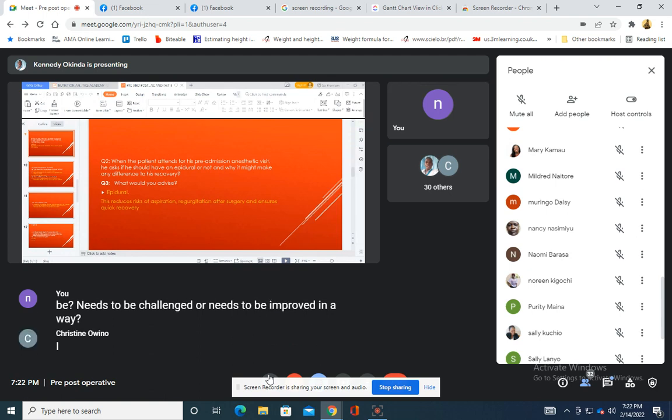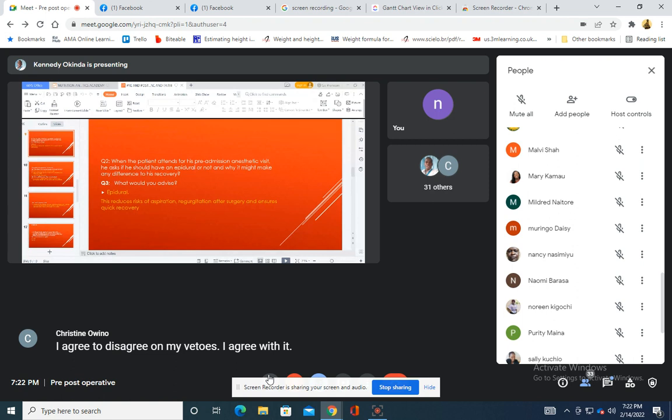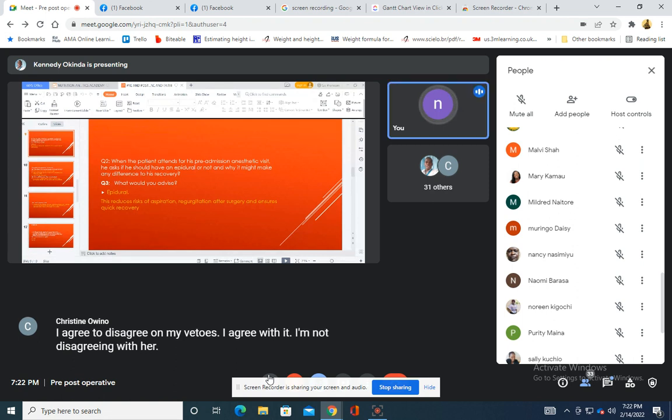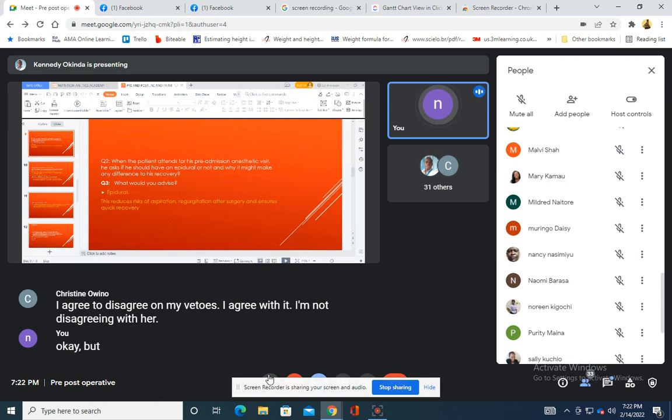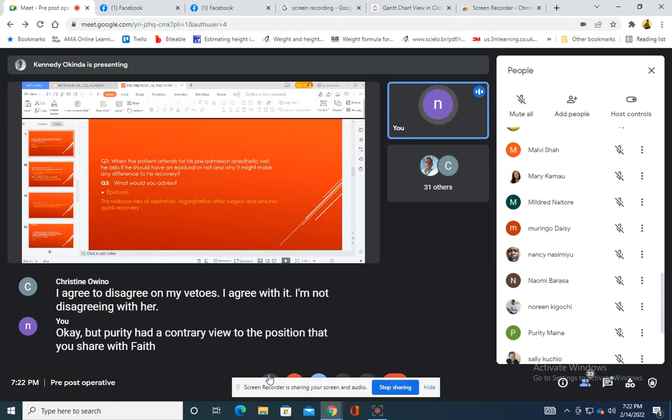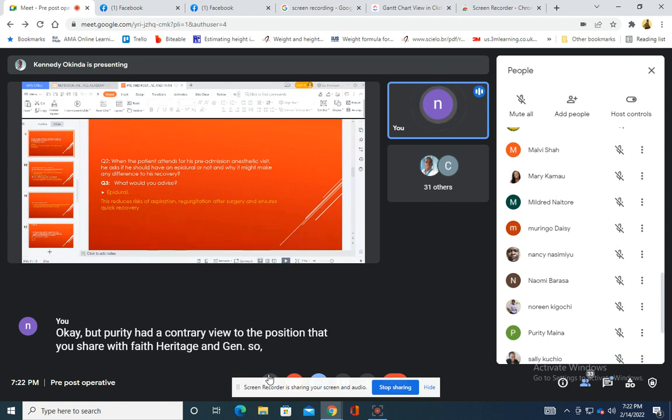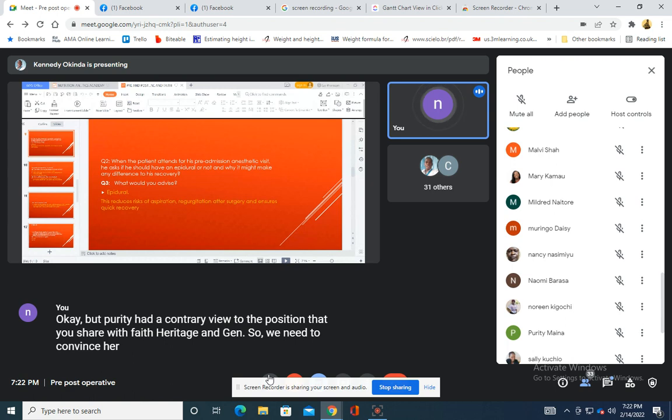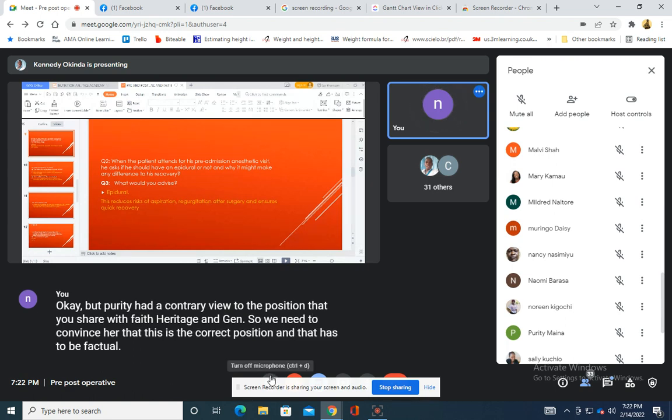I agree to disagree. In my view, I agree with it. I'm not disagreeing with her. Okay, but Purity had a contrary view to the position that you share with Faith Rotich and Jen. So we need to convince her that this is the correct position and that has to be factual. This is open to the class so that we save time.